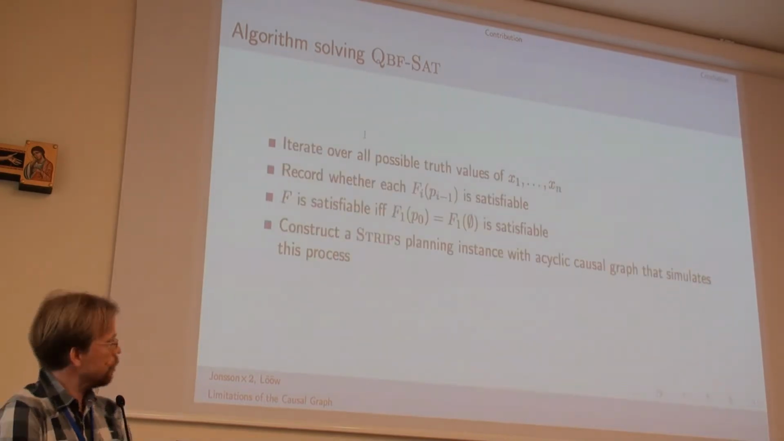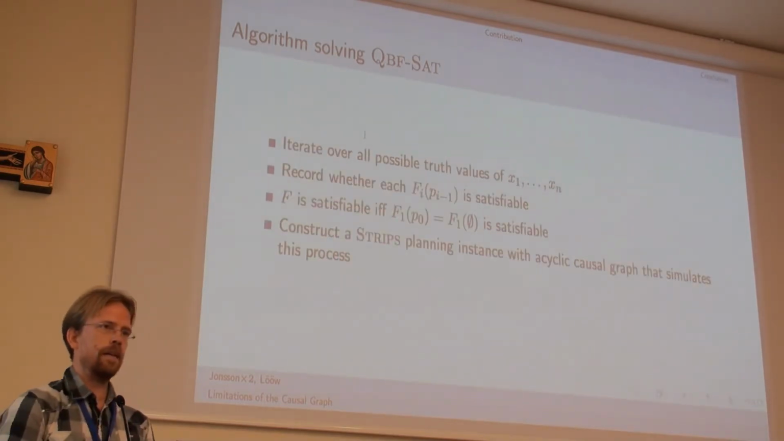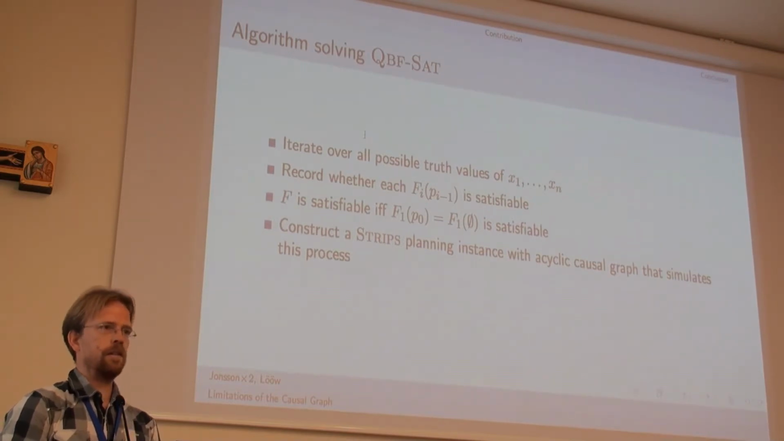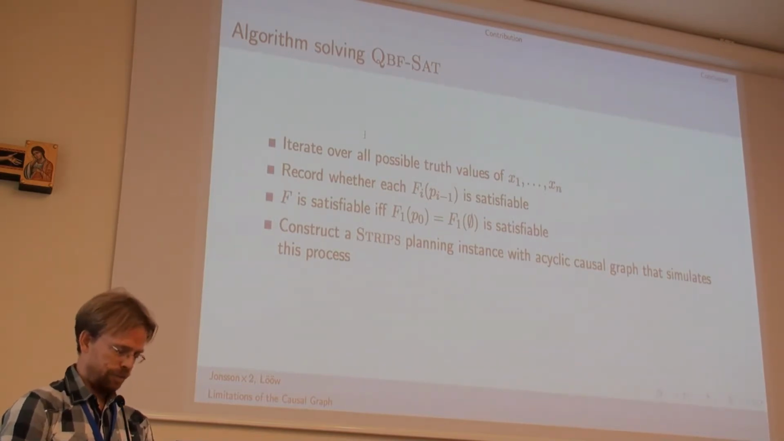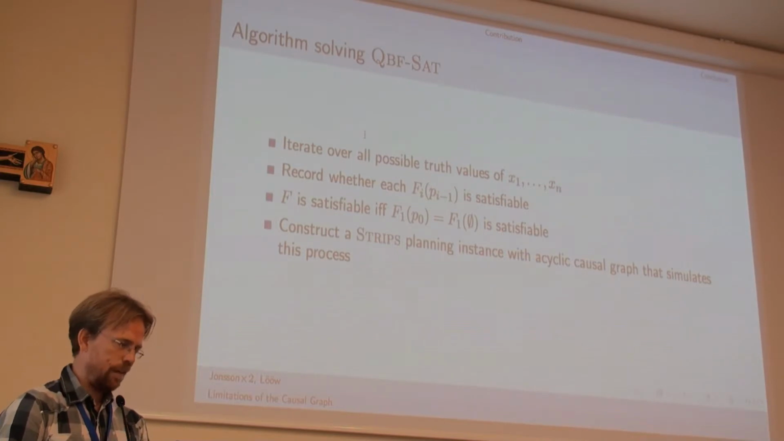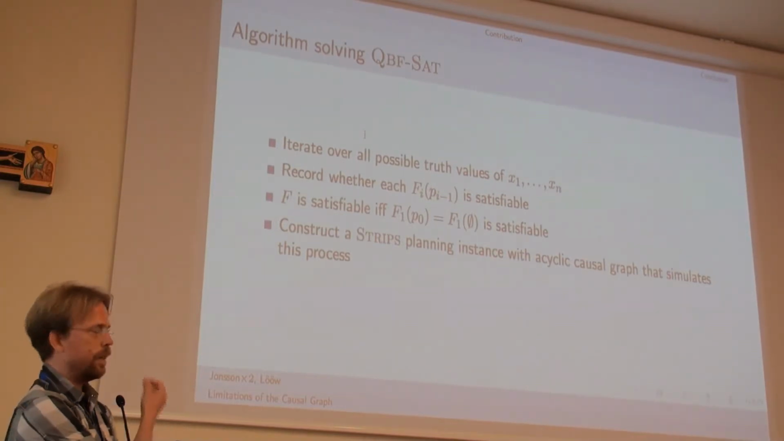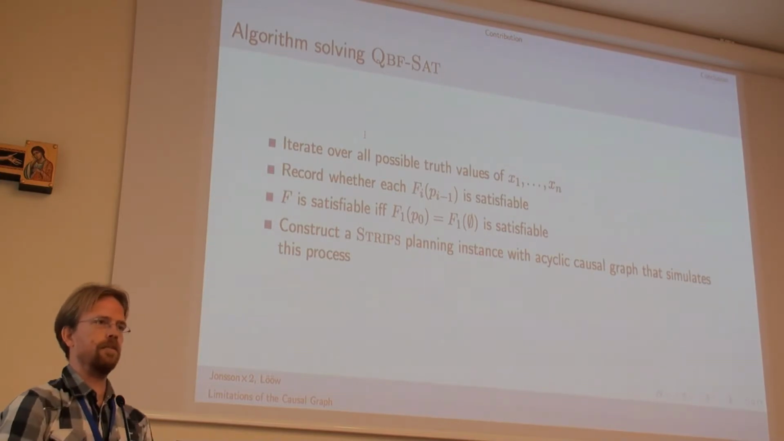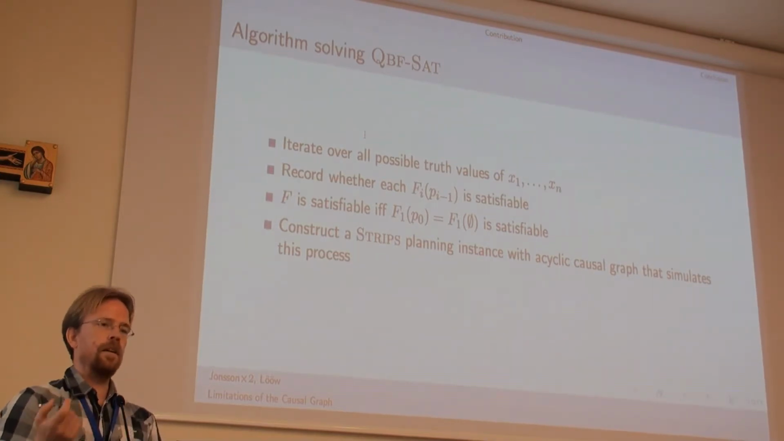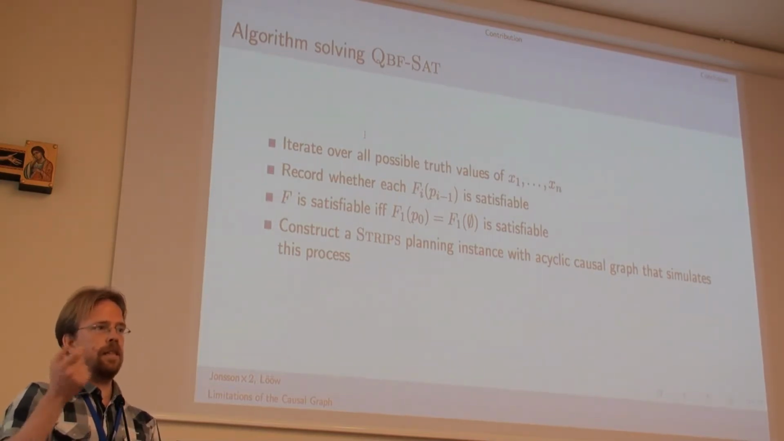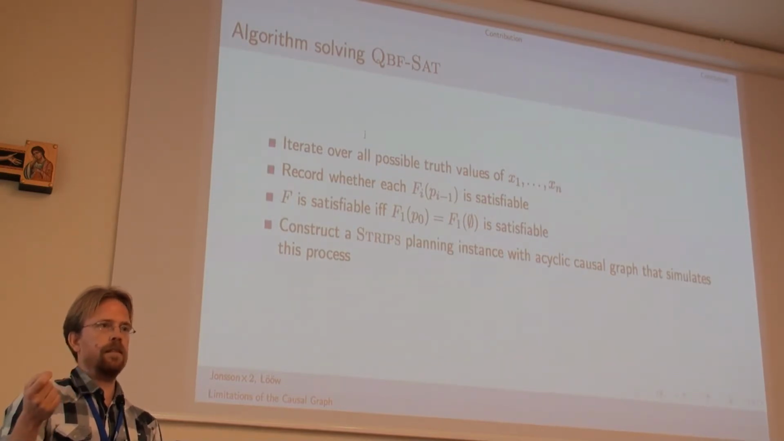So what we're going to do is try to construct a STRIPS planning instance with a cyclic causal graph that simulates this process. And in fact, the hardest part of doing this was finding the correct way to iterate over the assignments. There are counters in the literature that iterate over all possible assignments and that have cyclic causal graphs.